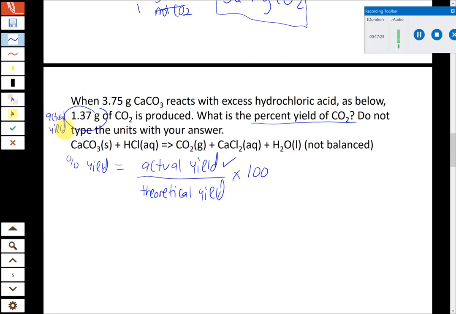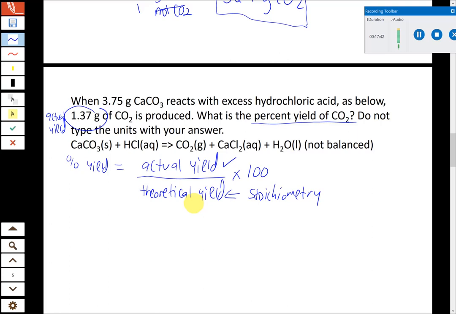So we have to calculate the theoretical yield from stoichiometry. This is typically how percent yield problems work. We give you the actual yield of one of the products. You calculate the theoretical yield using stoichiometry, and then the ratio of those two will allow you to find the percent yield after multiplying by 100.